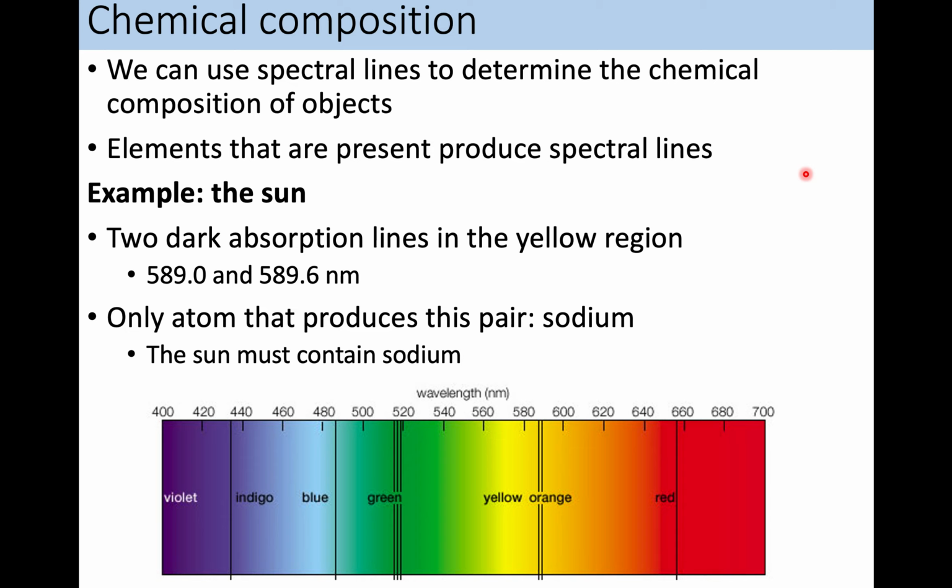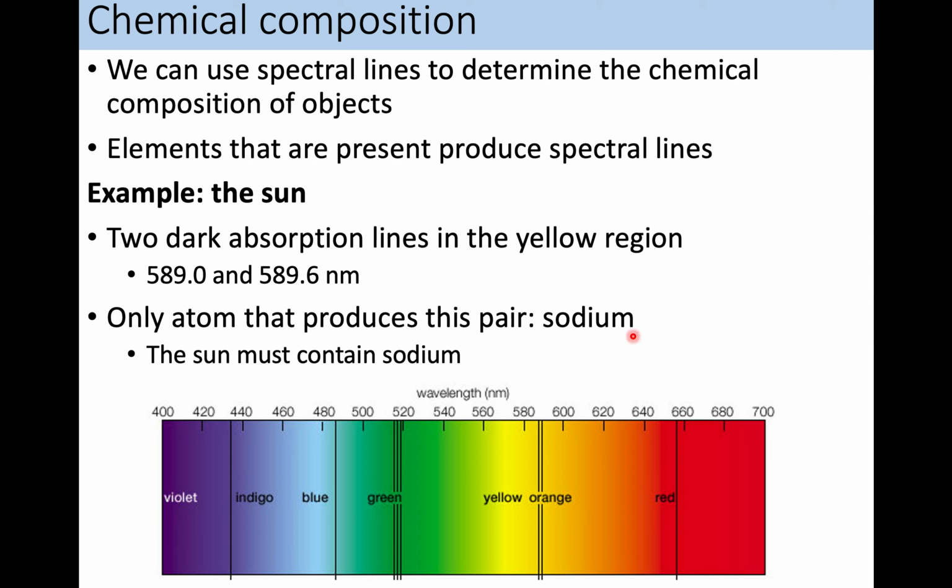So we can take an example like the sun. The sun is a very average regular star, and we can look at its set of absorption lines. So we notice that the sun has 2 pretty dark absorption lines in the yellow region, very close to each other. One is at 589 and one is at 589.6 nanometers. We can use this information to figure out what is in the star. So the only atom that produces this pair of yellow absorption lines is sodium. So we know that the sun must contain sodium.